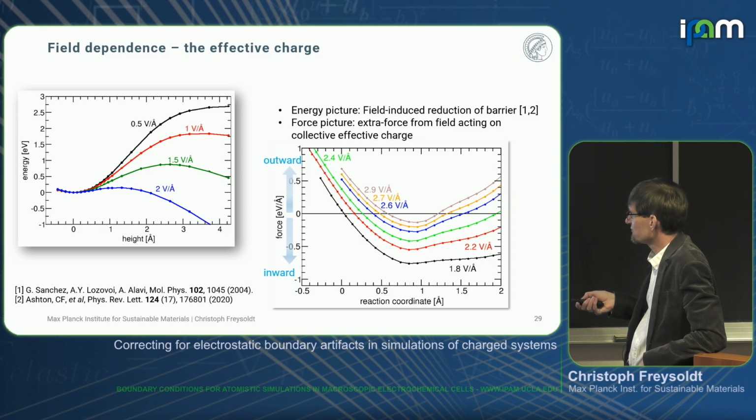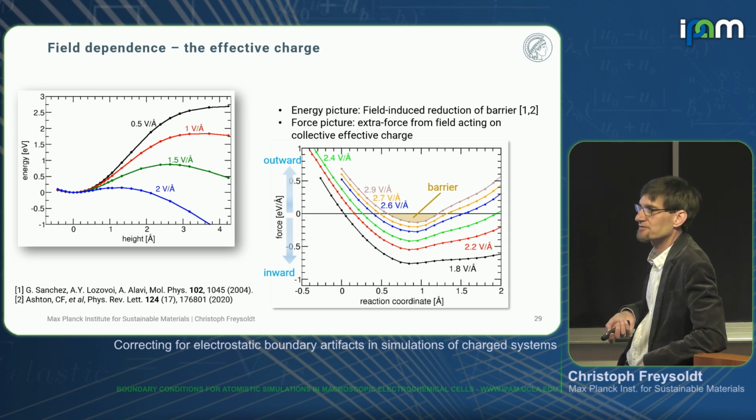This is now, unfortunately, a different system. I think this is the step atom. But if you look at the forces, this would be outward forces, this would be inward forces. When the force first hits zero, this is where the minimum is. This is where the maximum of the curve is, and you immediately see that if you integrate the force between minimum and maximum, this area here basically corresponds to the barrier.